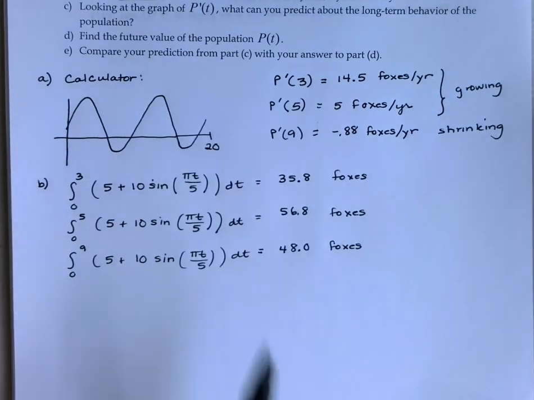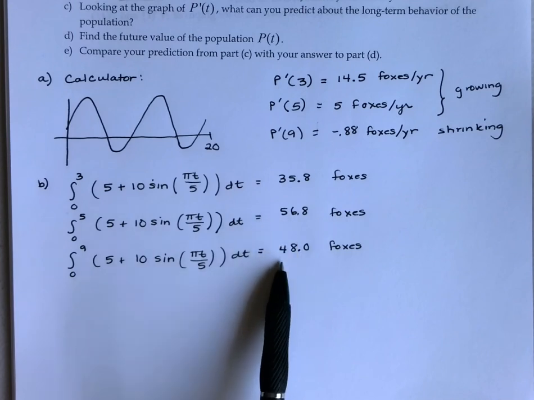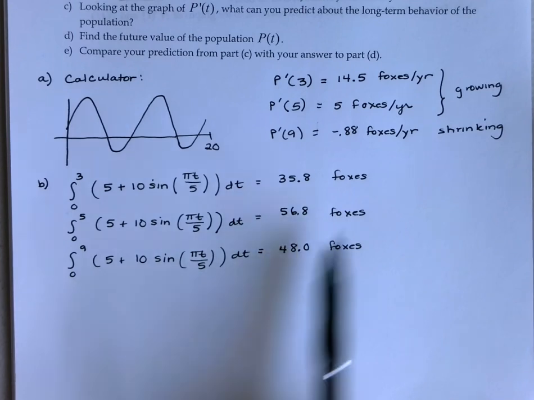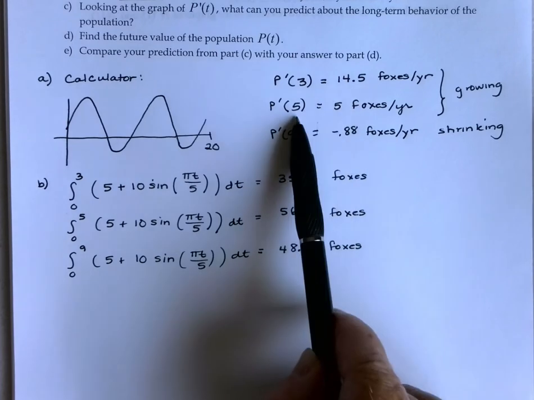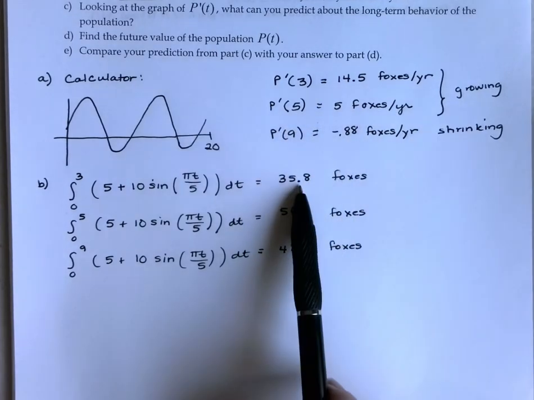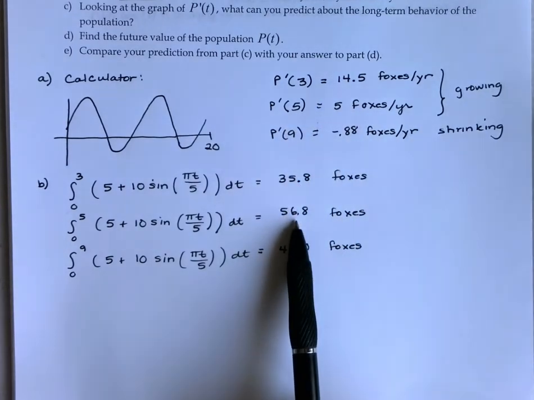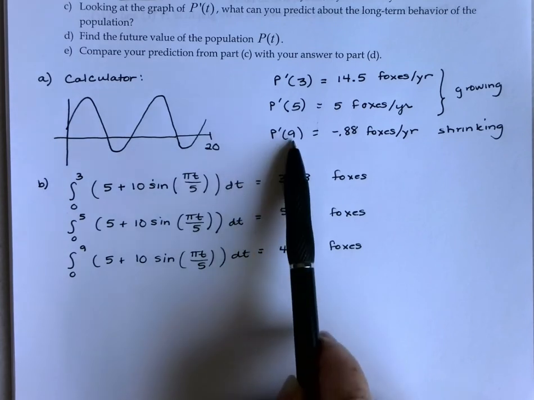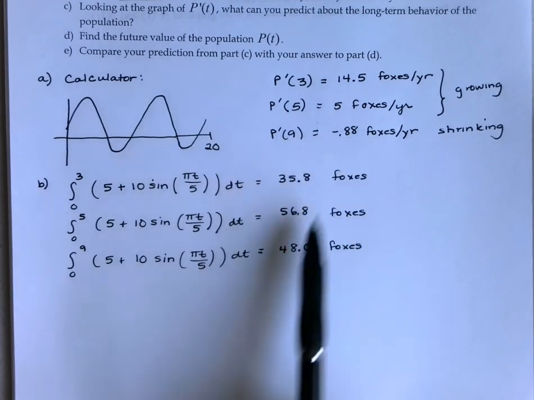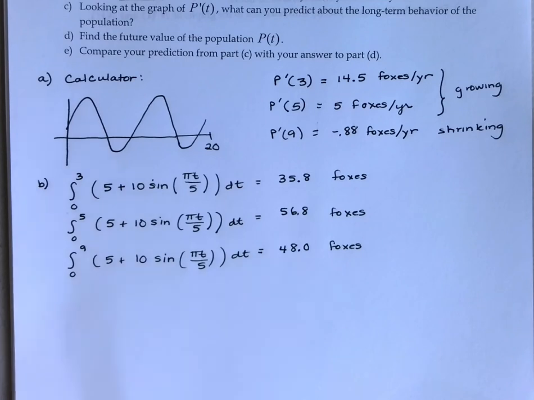Okay. If you're thinking, wait a minute, how could it have grown more here than here? Remember, the population was growing all the way through the first 5 years, so we kept having greater and greater increases in the number of foxes. But in year 9, it was actually shrinking, so our population has shrunk some from year 5 to year 9.